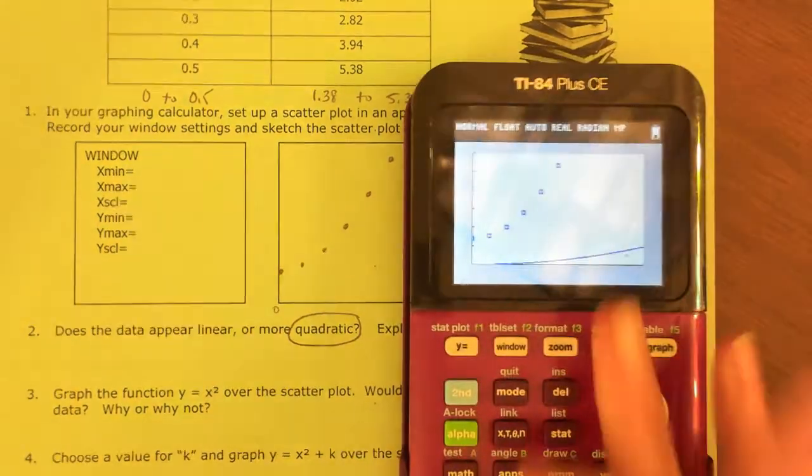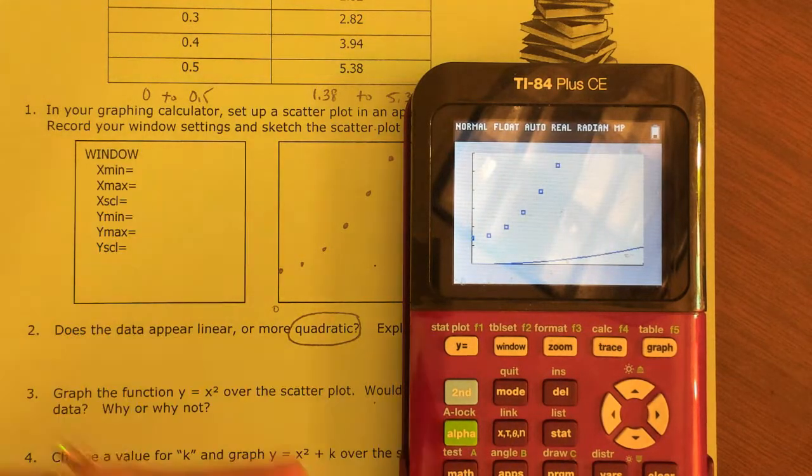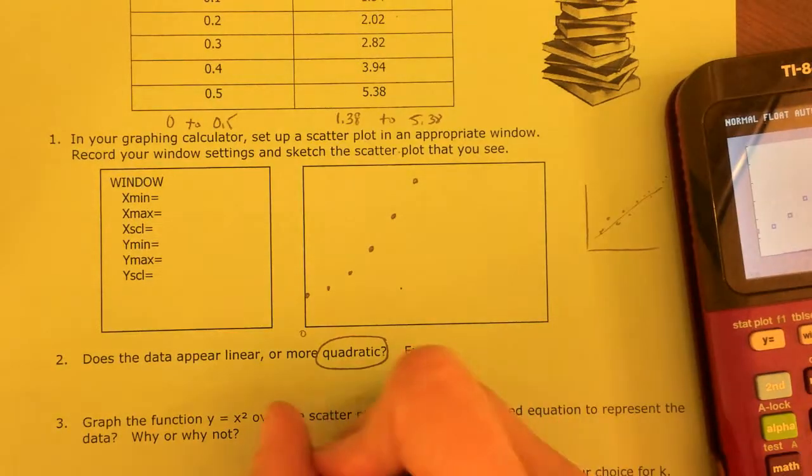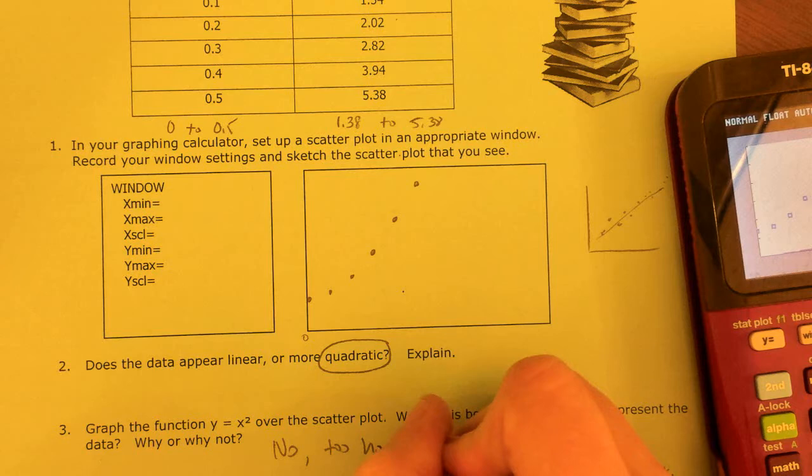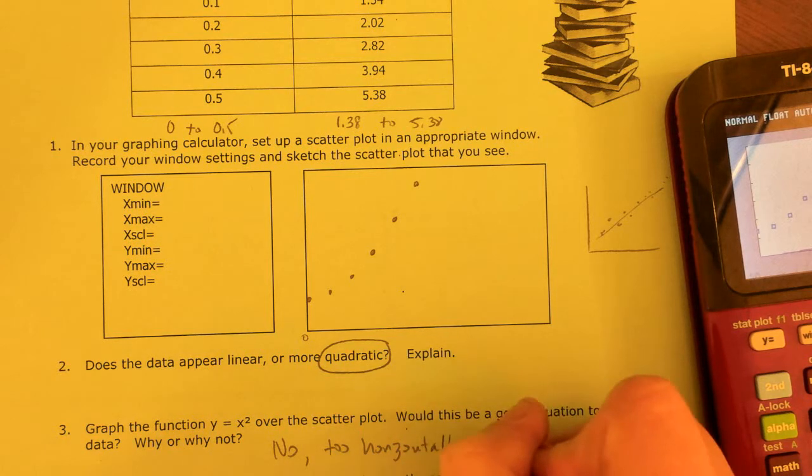It looks like it's been squished. So it looks squished, which tells me it looks like it's too horizontally compressed. So I'm going to say no. It's too horizontally compressed.